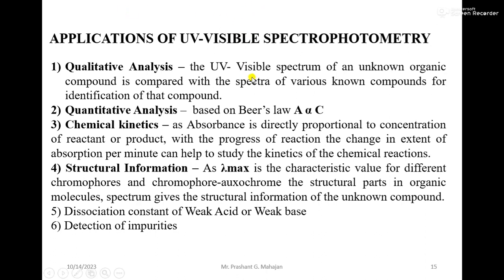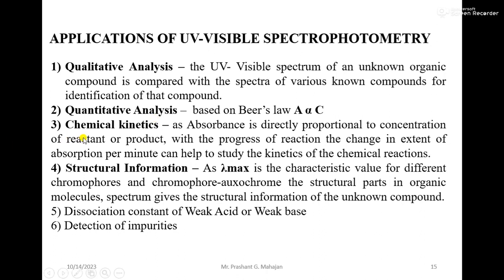The UV visible spectrum of an unknown organic compound is compared with the spectra of various known compounds for identification of that compound. For example, benzene shows lambda max at 230 nanometers. If you get lambda max at 230 nanometers, then you can say the given compound is benzene. That is qualitative analysis. Second is quantitative analysis, where you find out the concentration of an unknown solution based on Beer's law.